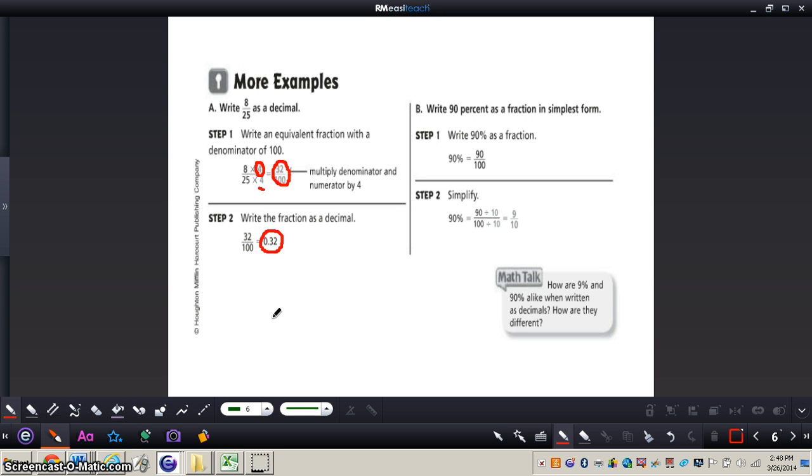Now let's take a look at letter B. It says write 90% as a fraction in simplest terms. It is important to remember that to write a fraction in simplest terms, we need to divide by the greatest common factor. So we take 90%. First of all, we can write it as a fraction, 90 over 100. Then we take 90 over 100, and we can divide both numbers by 10, because that is the greatest common factor, giving us 9/10.